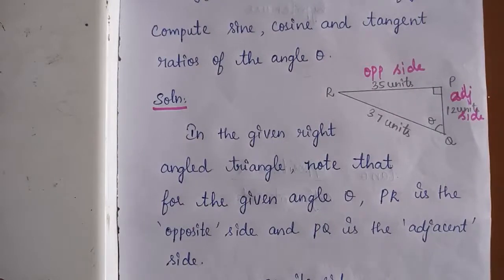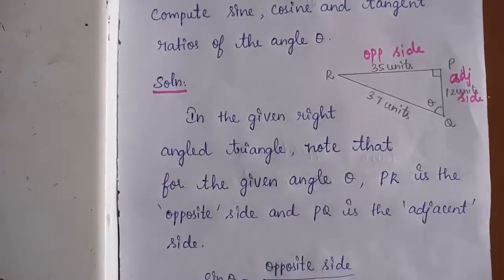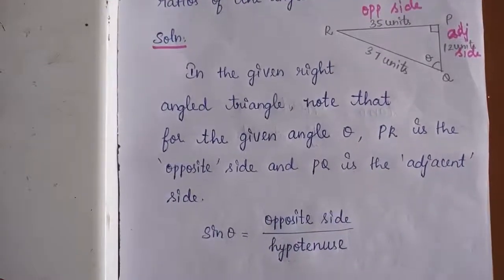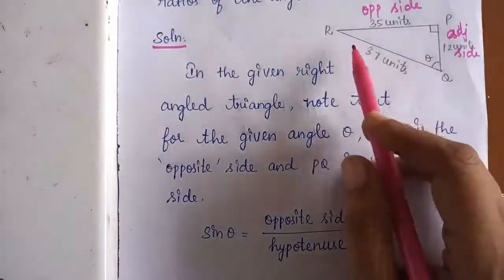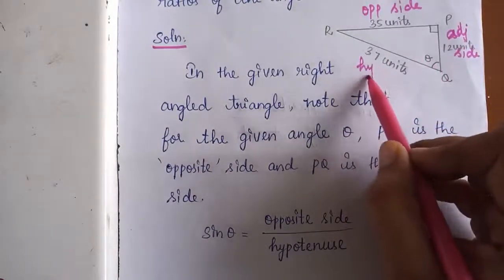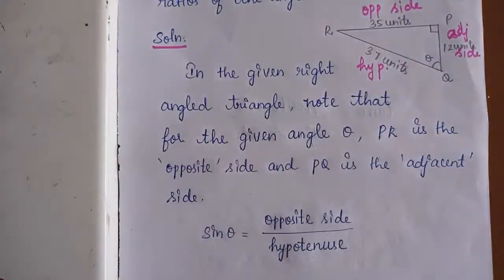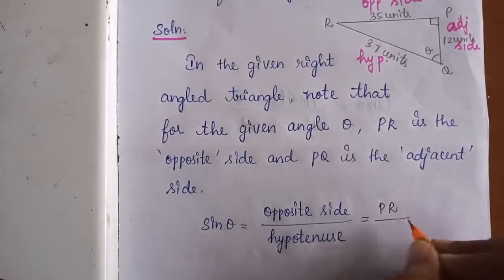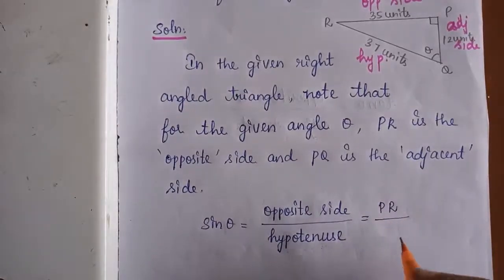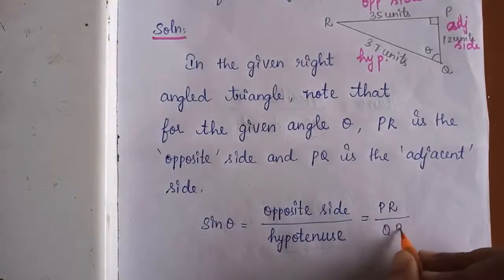The first trigonometric ratio is sin theta. Sin theta is equal to opposite side by hypotenuse. Here we have found the opposite side and the adjacent side. The remaining side is your hypotenuse. So sin theta is equal to opposite side by hypotenuse. Opposite side is PR divided by the hypotenuse, which is RQ or QR.